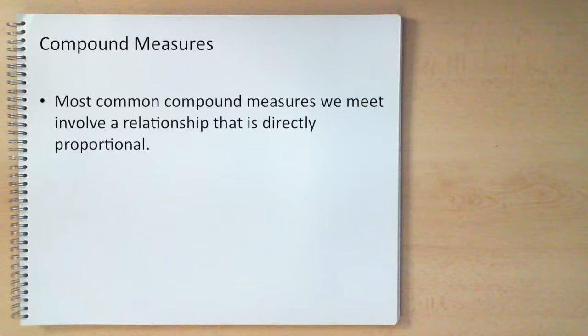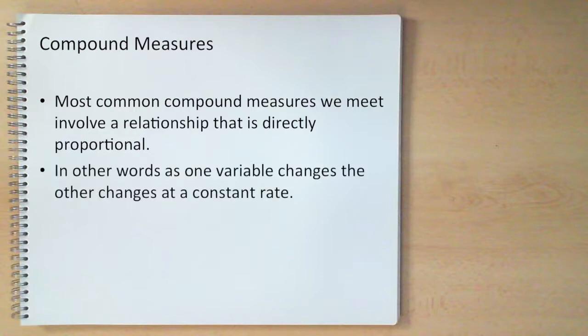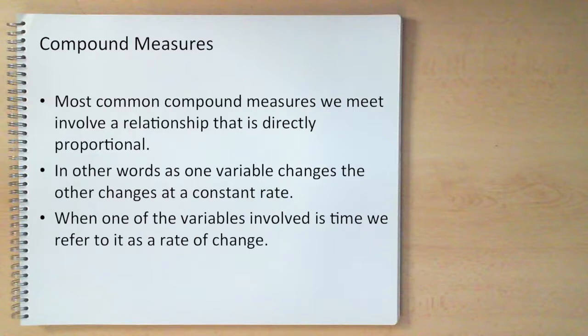In this video we're going to look specifically at speed as a compound measure. There are lots of different compound measures around, and usually they involve a relationship that's directly proportional. So one of the variables changes at a constant rate. If one of those variables is time, then we usually refer to this as a rate of change.